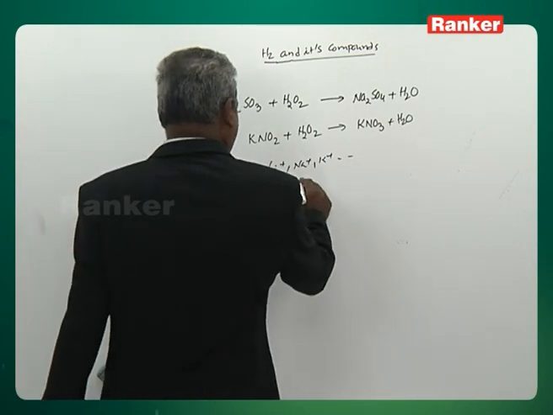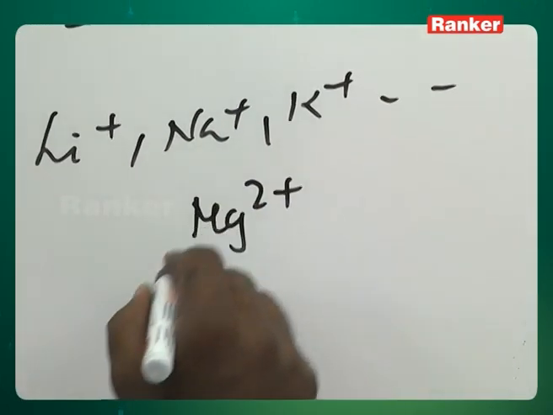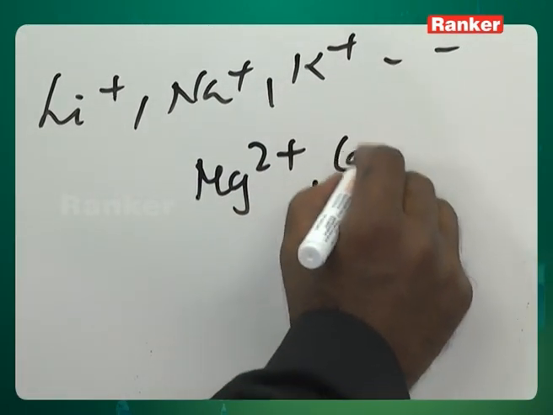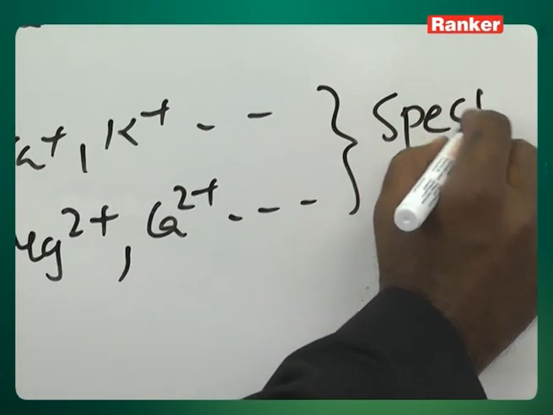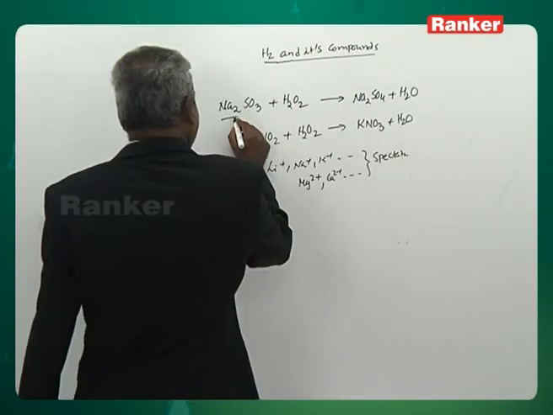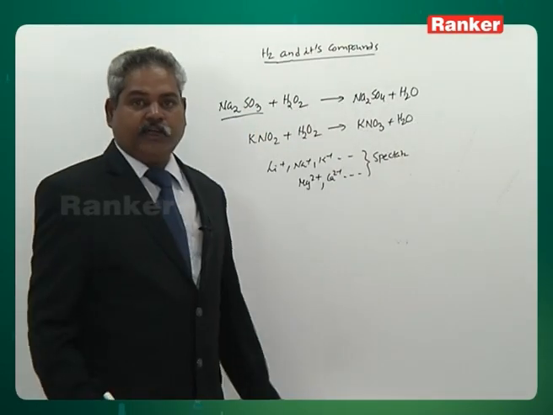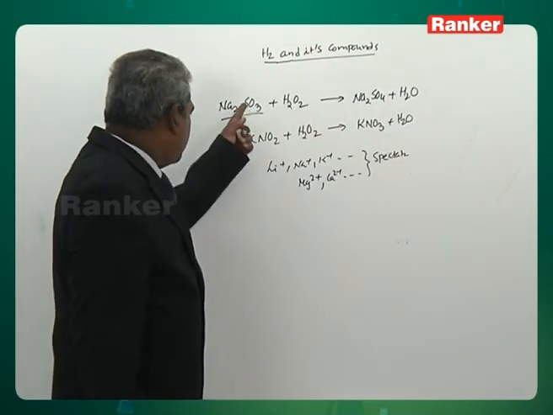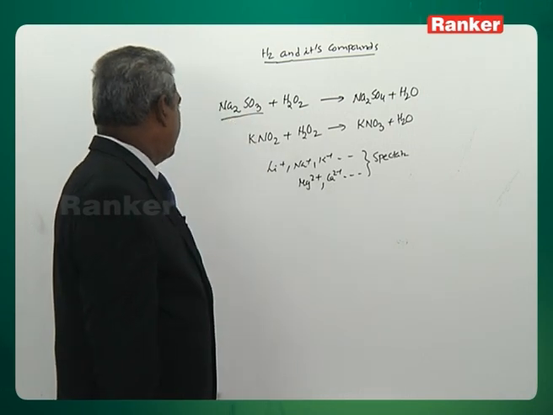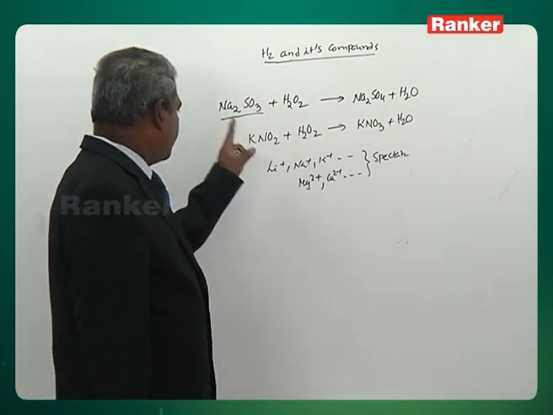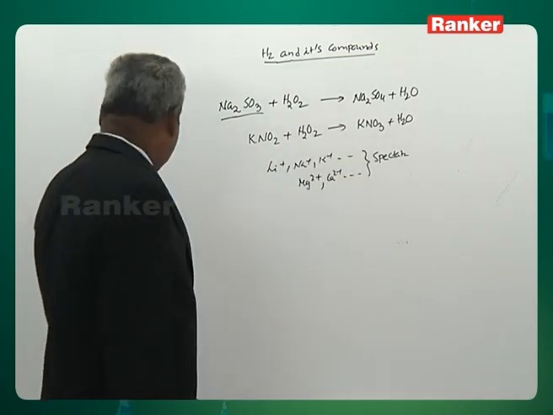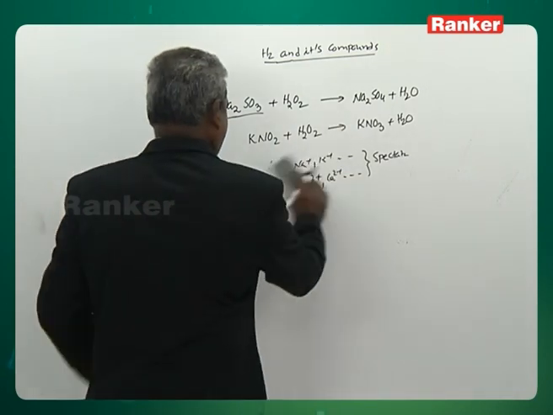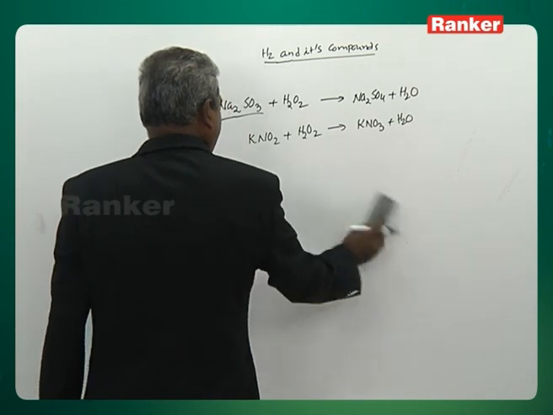And even starting from magnesium 2 plus, calcium 2 plus, etc., they are all spectators. So even though it is Na2SO3, for me that is SO3 2 minus only. I see only sulfite, I don't see Na2 there. I don't see K here, it is only NO2 minus for me. NO2 minus, KNO2 plus H2O2 gives KNO3 plus H2O. You can predict any reactions like this.